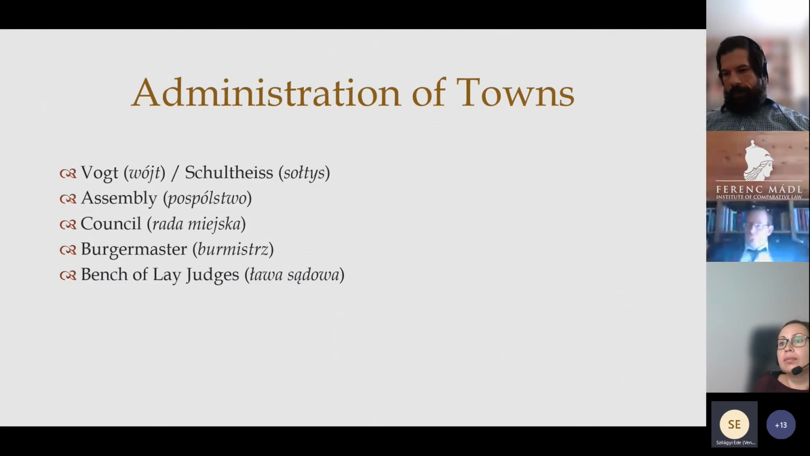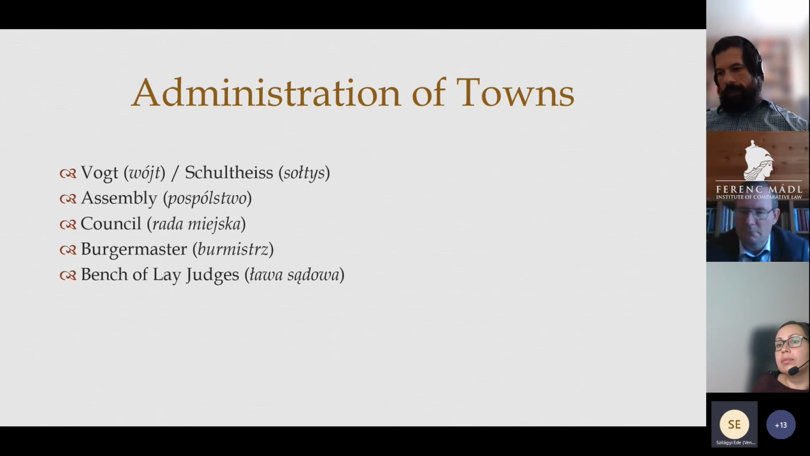Moving to administration and judiciary, it is hard to overlook that from the 13th century onwards, the most crucial post in towns was held by a man who represented the landlord and was called vogt, voit, or sołtys. Not only did he take care of internal affairs, but he also acted on behalf of the town with outsiders.